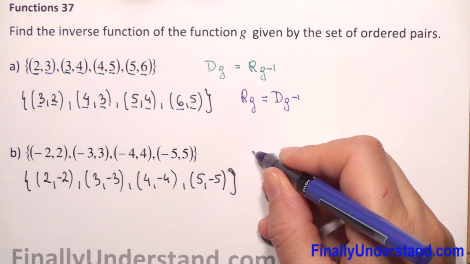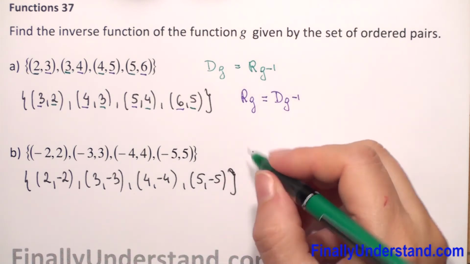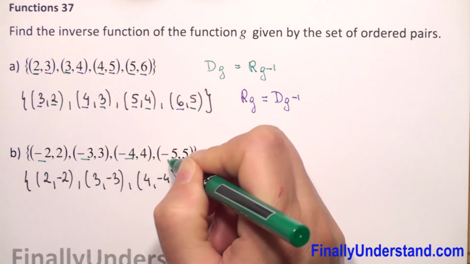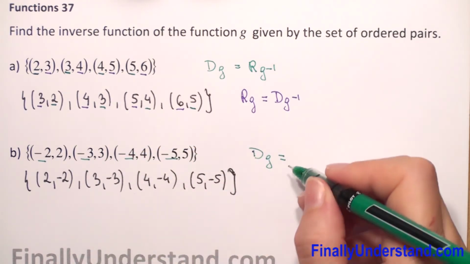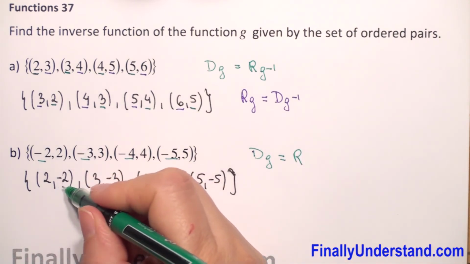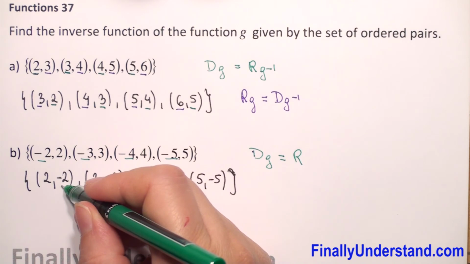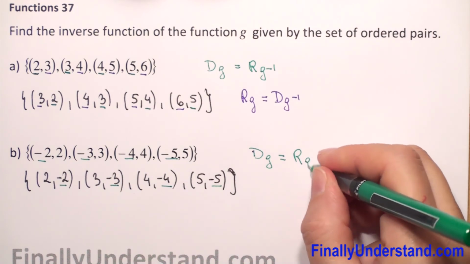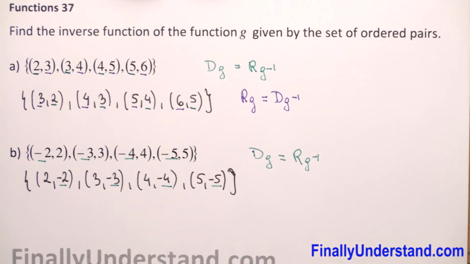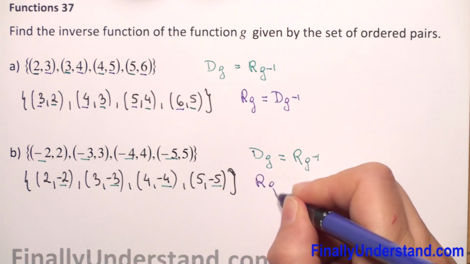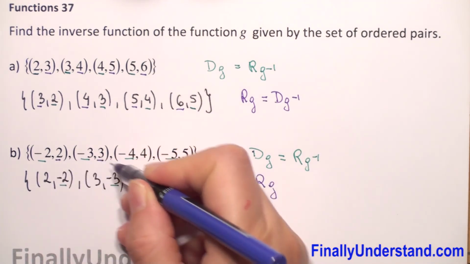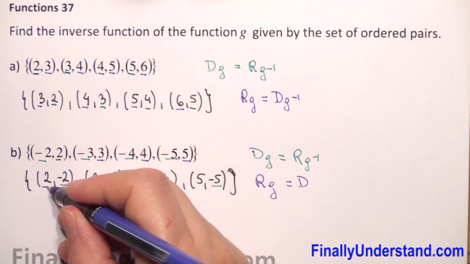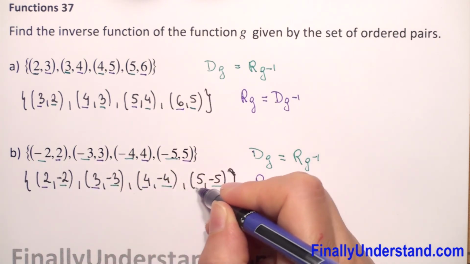The domain of g, the first coordinate, we see now is equal to the range of our g inverse function. And the range of the g function, the second coordinate, we see that this is now the domain of our inverse function.